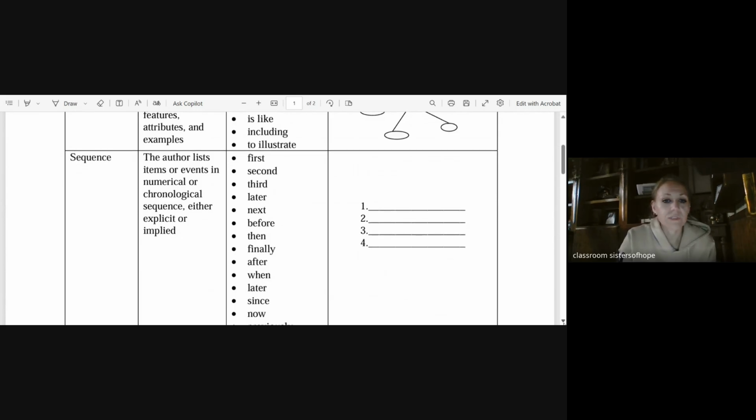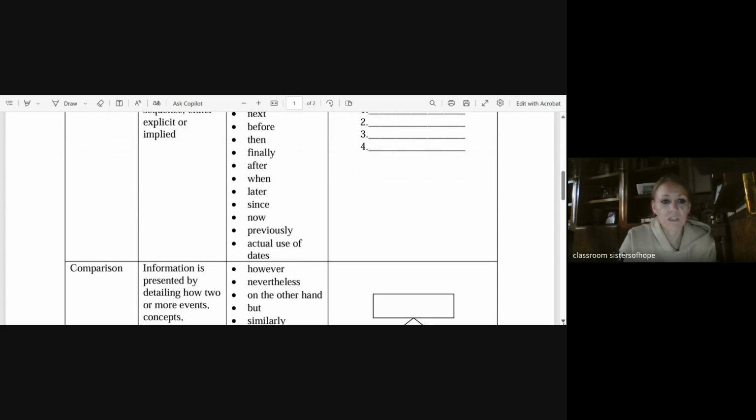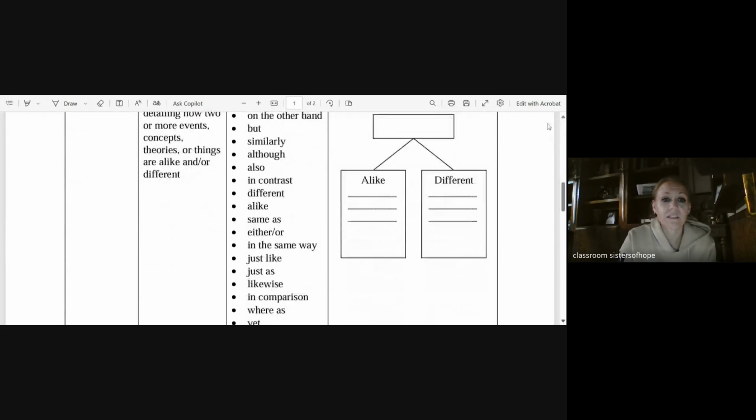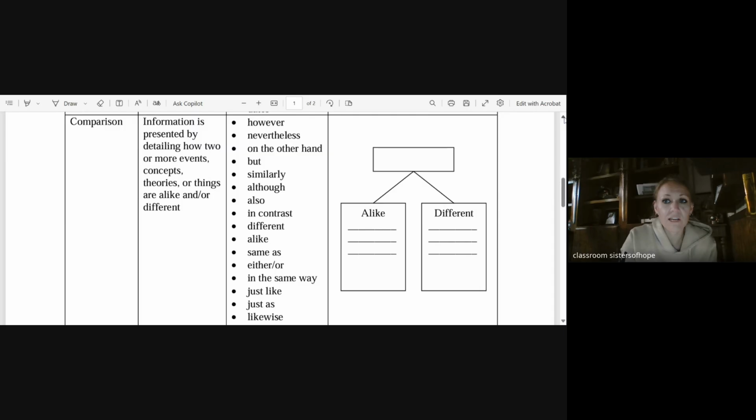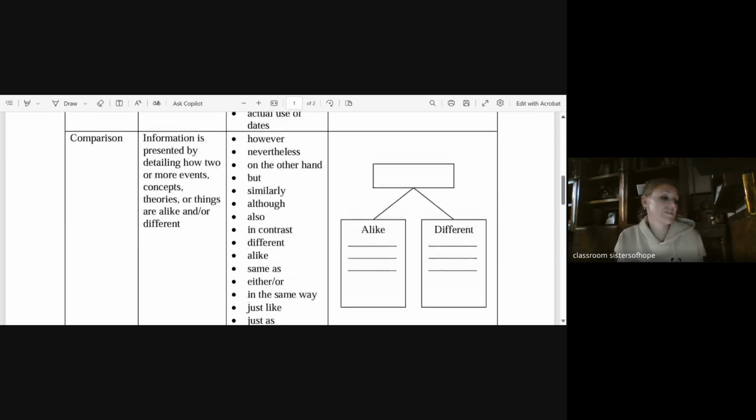All right, the next one, get my computer to cooperate, is comparison. Comparison is where you're telling two things that are alike. If you're comparing your kids, you're saying he's just like his sister, or she looks just like her brother, is how they're the same. So comparison is the same, contrast is going to be different. With comparison, it's detailing how two or more events are similar. But it can also talk about, with contrast, how they are different.